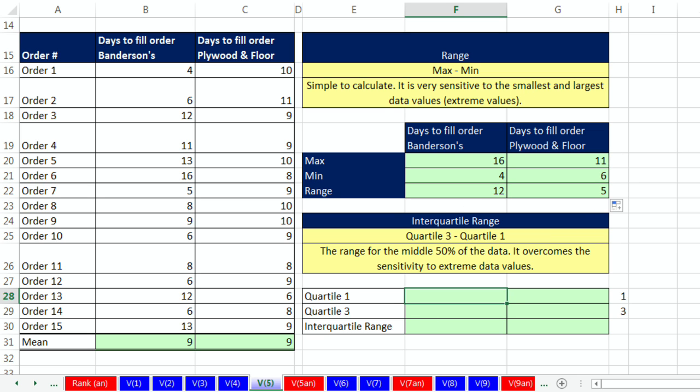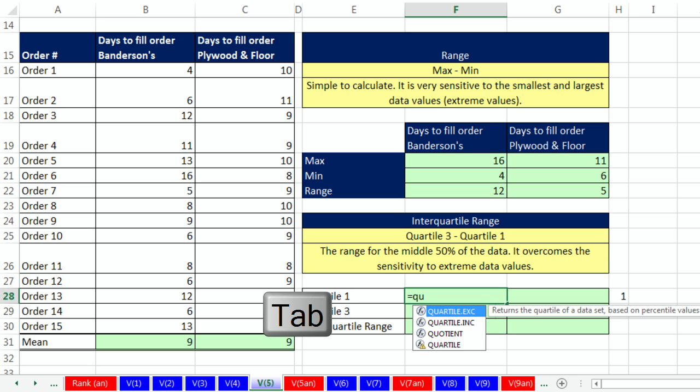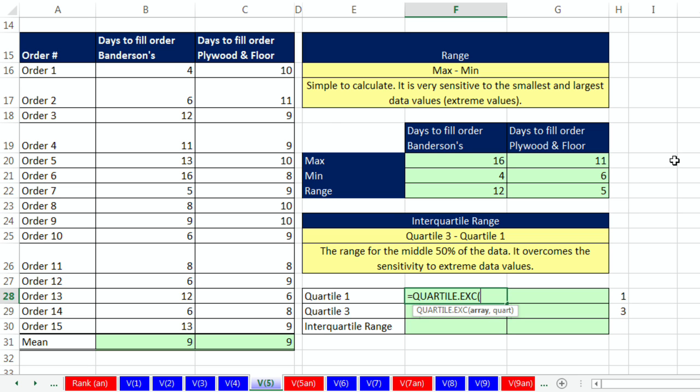Hey, let's go ahead and calculate quartile.exe. I'm highlighting Banderson's, comma. And now I'm going to get that 1, F4 to lock it. Control-Enter. And now I'm going to copy it over. Notice one of them was relative and one of them was absolute. The blue one moved over to the side, but the one remained locked down.